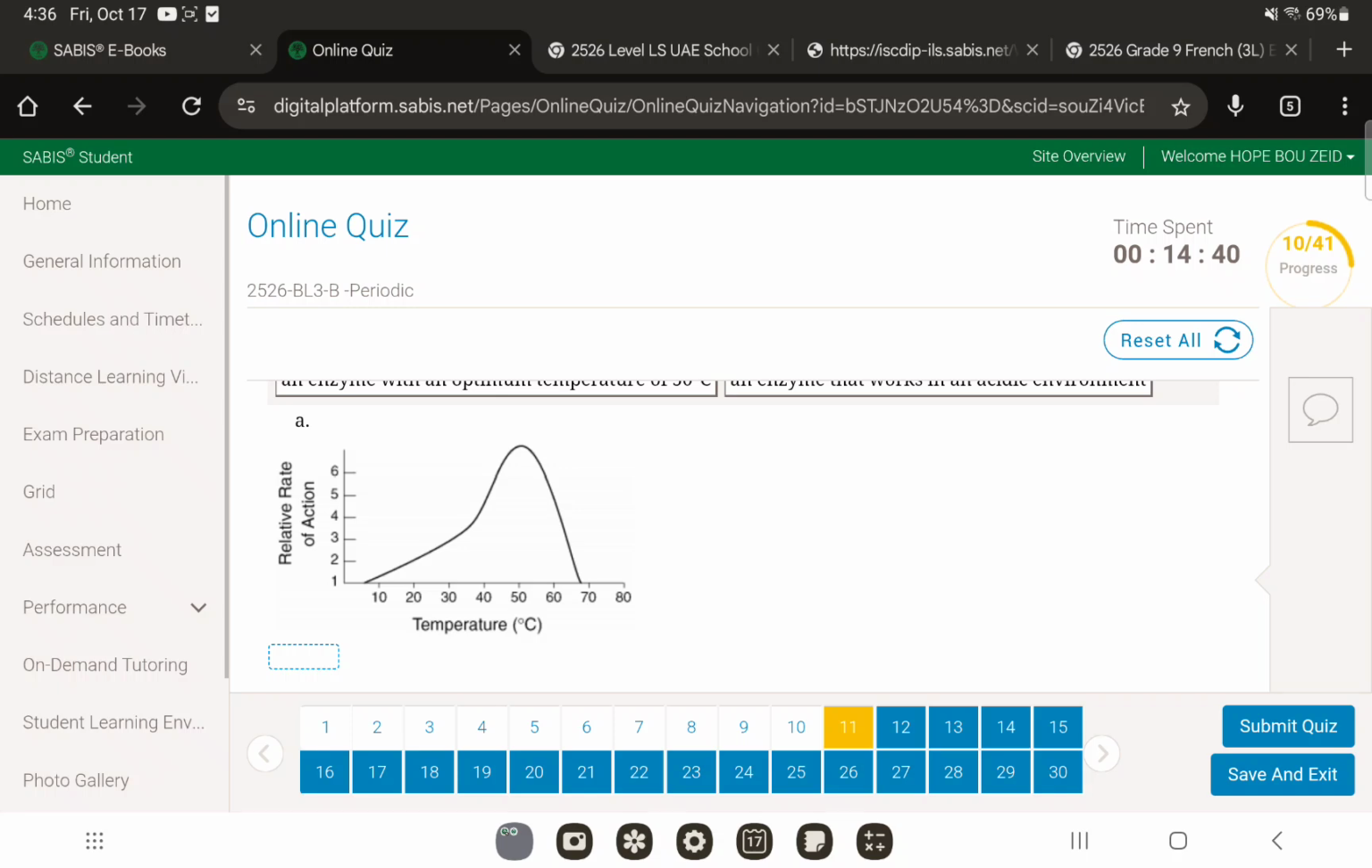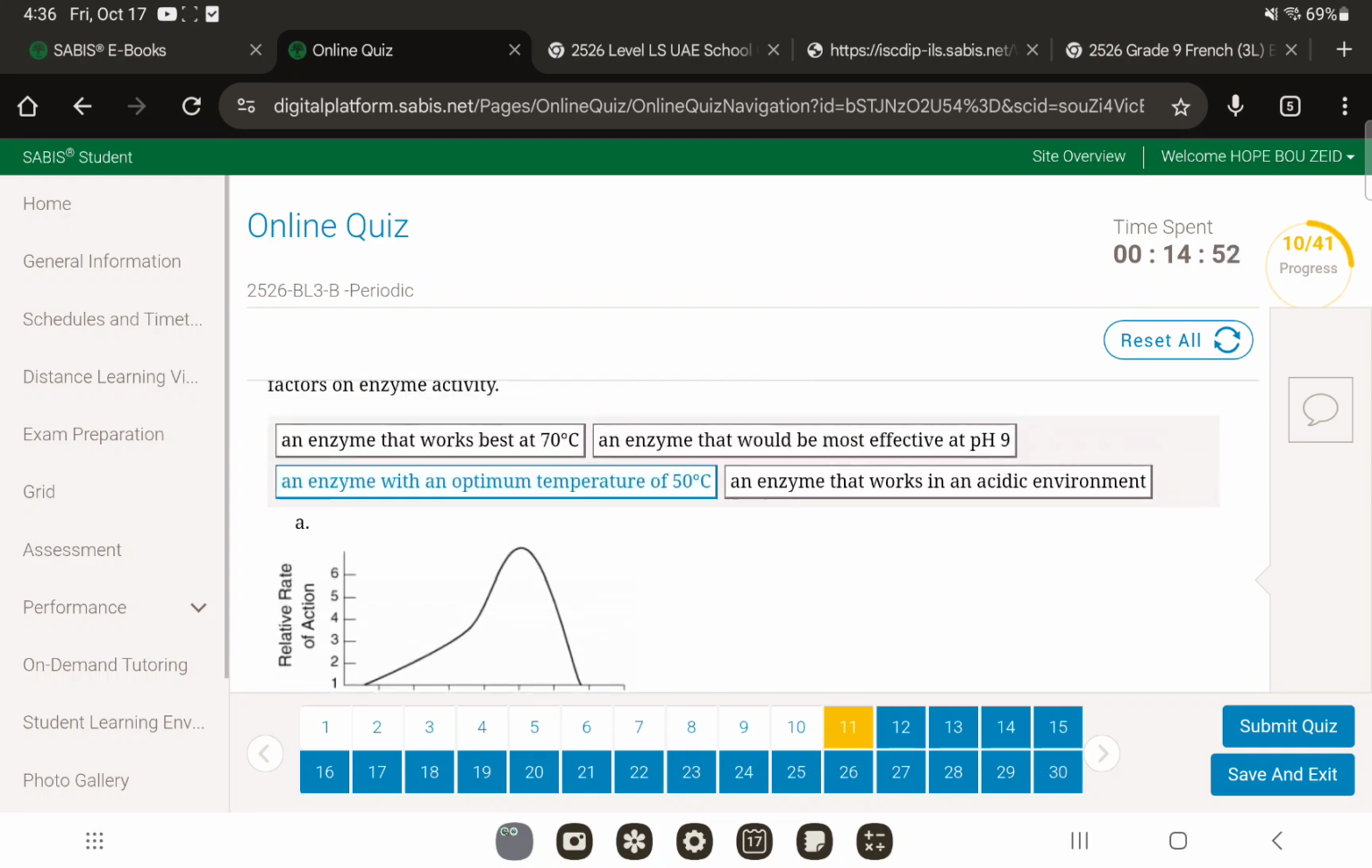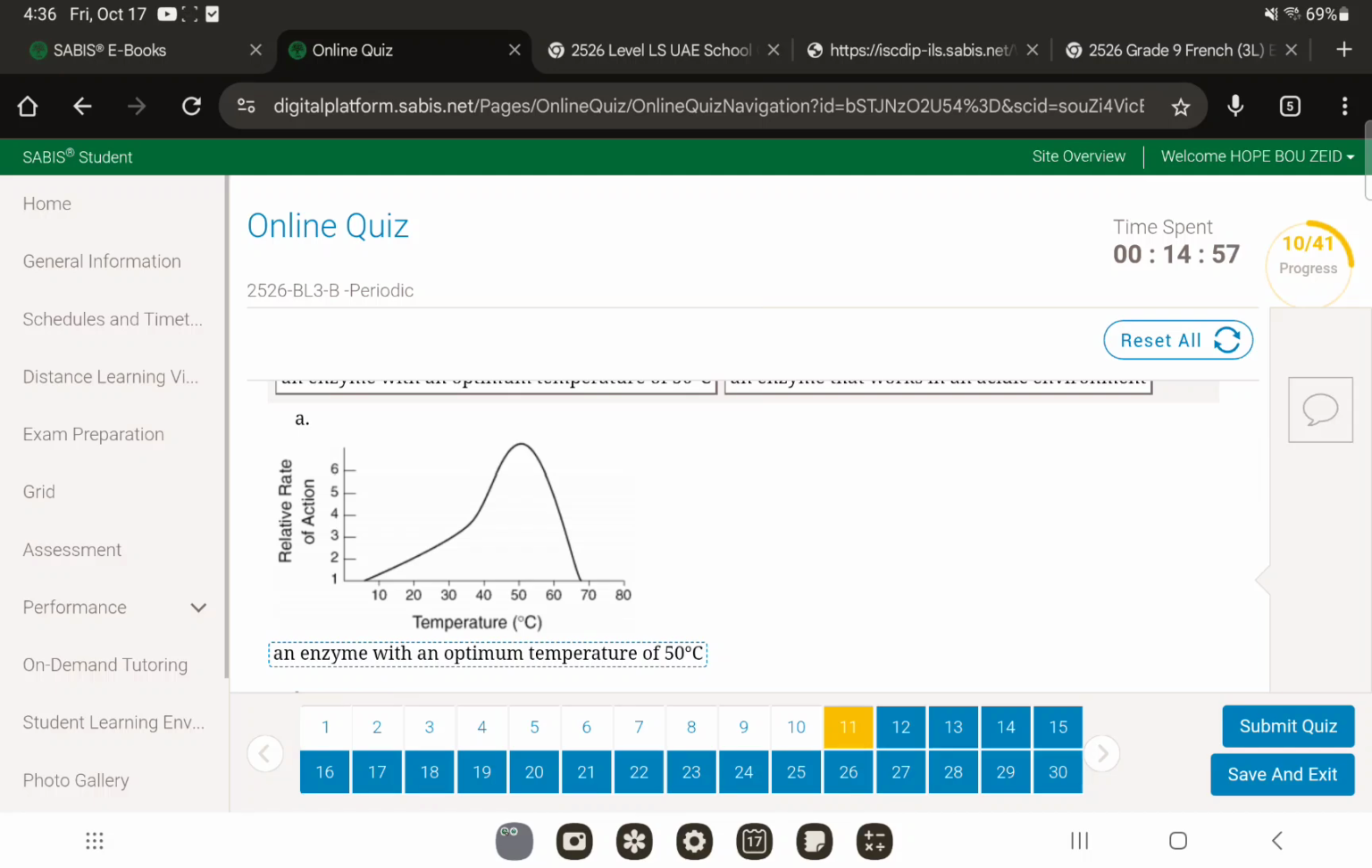So in A, you can see that the highest point is 50 degrees, because here you see temperature. So you say here, an enzyme with an optimum temperature of 50 degrees Celsius. Optimum means it works best at. So optimum temperature means that it works best at this temperature. In this example, it would be 50 degrees Celsius. Although generally at 50 degrees Celsius, enzymes are usually becoming denatured.